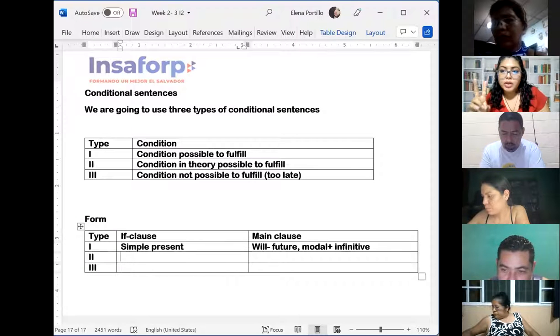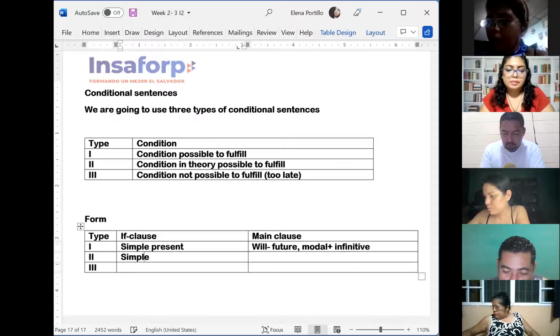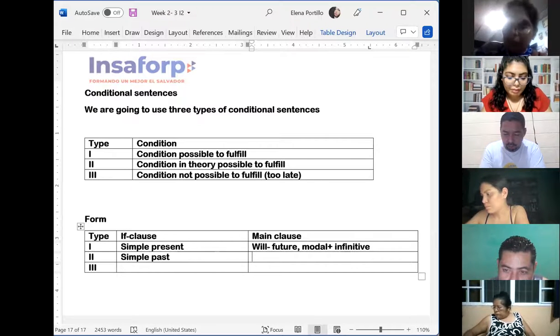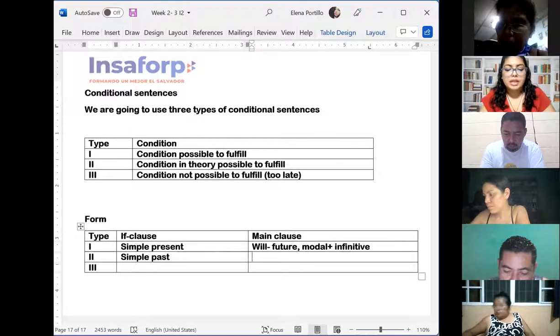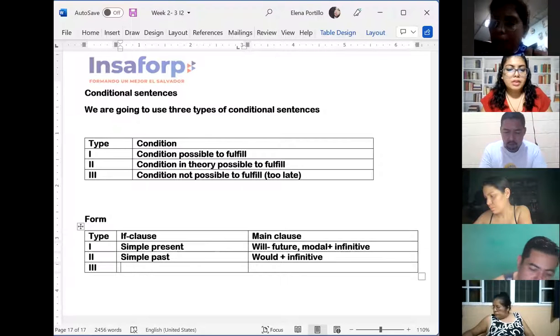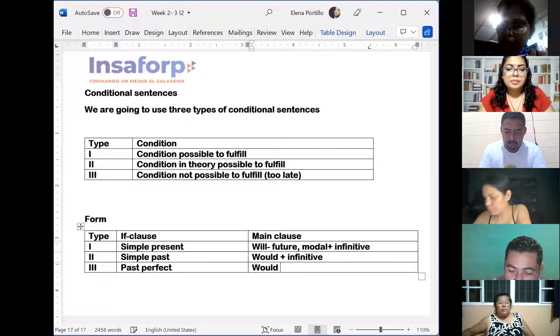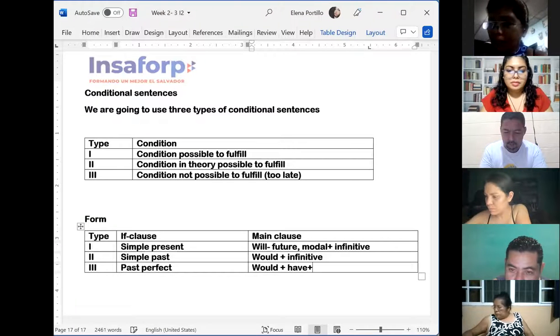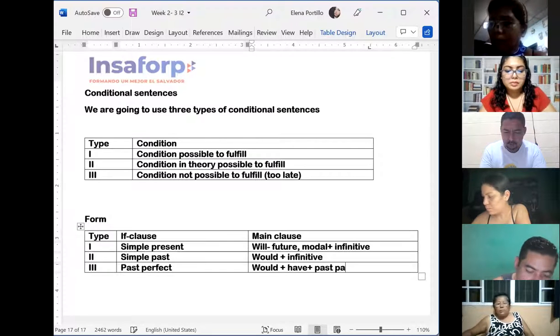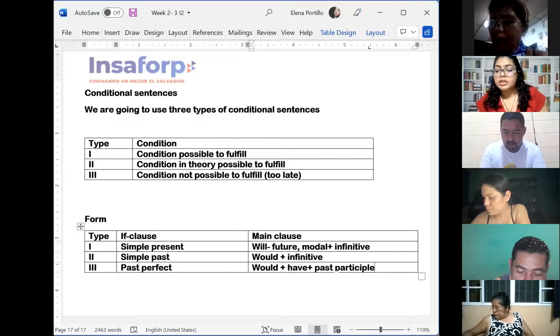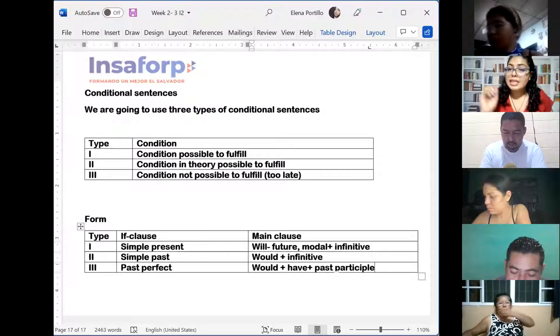For the type number 2, we are going to use simple past. And for the main clause, we are going to use would plus infinitive. And then number 3, we are going to use past perfect. And for the main clause, we're going to use would plus have plus past participle. Those are the structures that we are going to use to create these kind of sentences.